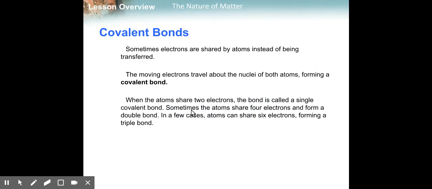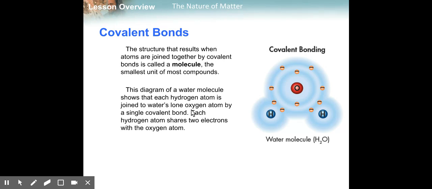Covalent bonds. So this is where atoms are going to be sharing electrons. If they're just sharing 2 electrons, it's called a single bond. If it's sharing 4, it's a double bond. If it's sharing 6, it's a triple bond. So covalent bonds form what we call molecules. It's the smallest unit of a compound. So the water molecule is used a lot of times as an example of covalent bonds because these electrons don't really belong to the oxygen or the hydrogen. They're floating around amongst all those atoms.